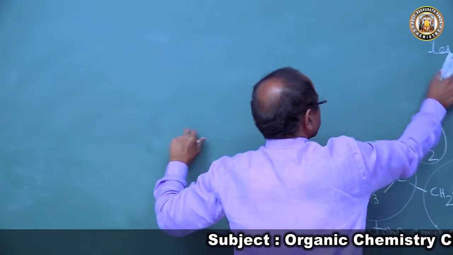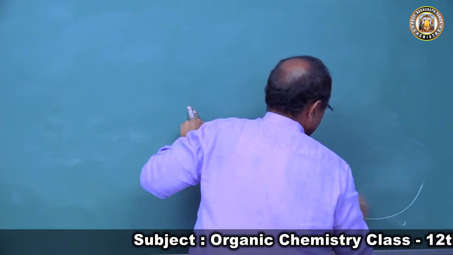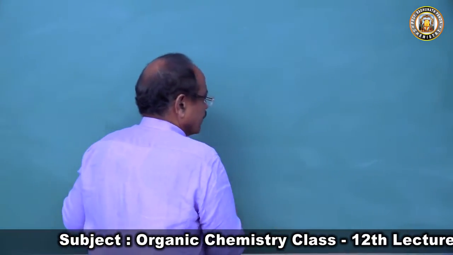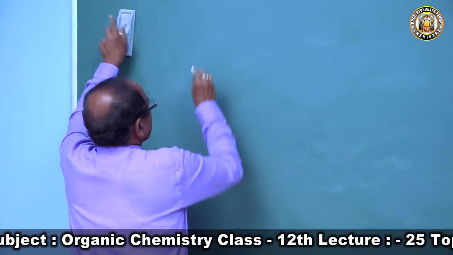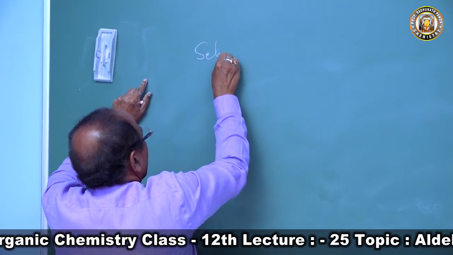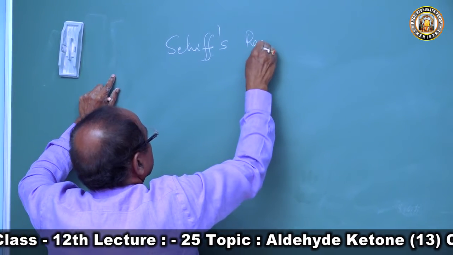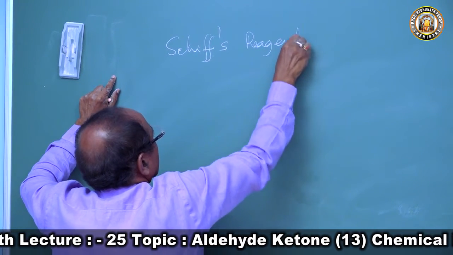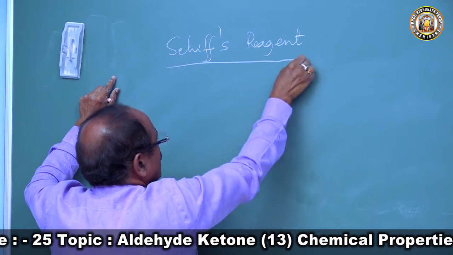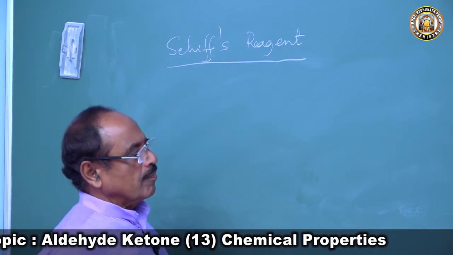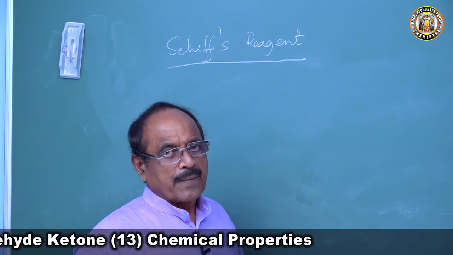So you can take Schiff's reagent. The reaction is Schiff's reagent. Schiff is the name of a scientist. How does it react with Schiff's reagent? This is a distinguishing test for aldehyde again.